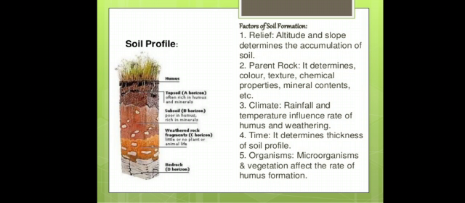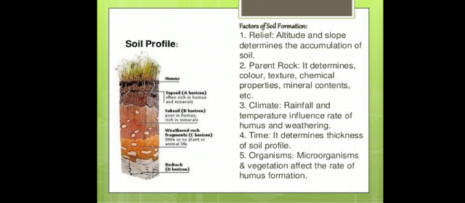Then, the next factor is parent rock. But before discussing how it influences the soil formation process, you must know what parent rock is. Children, underlying rocks which contain minerals and make up the bulk of the soil are called parent rocks. And these parent rocks determine the color, texture, chemical properties, mineral content and permeability of soil.